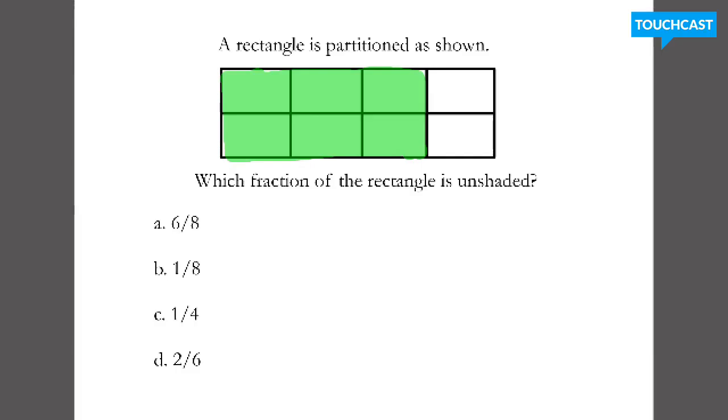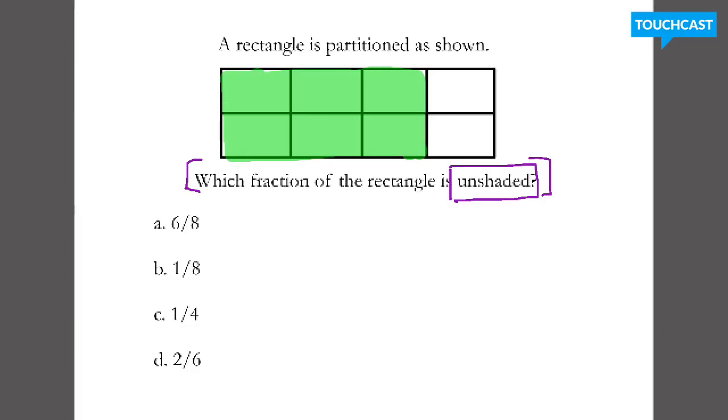Alright, let's take a look at number 2. This looks super similar, but the question is slightly different. A rectangle is partitioned as shown. Which fraction of the rectangle is unshaded? This part is asking us for unshaded. So pause this video now and look at the answer choices. Which fraction of this rectangle is unshaded? Good luck. Alright, we are back.